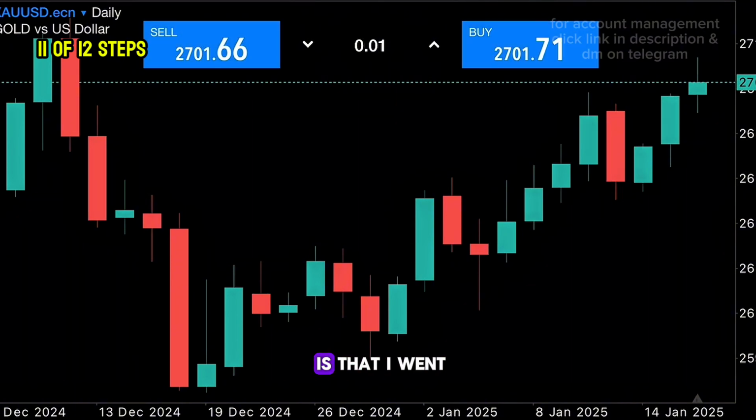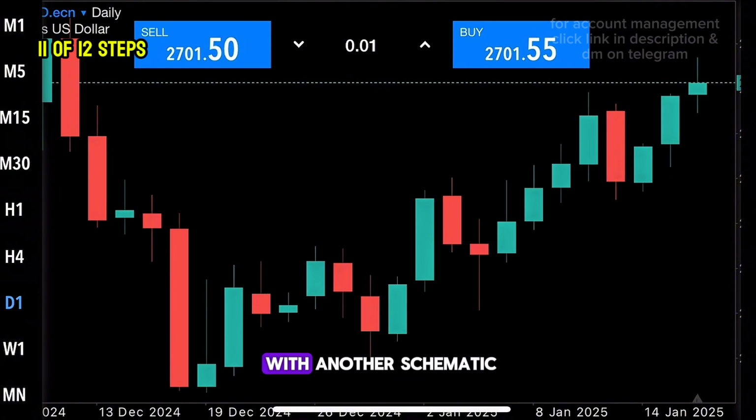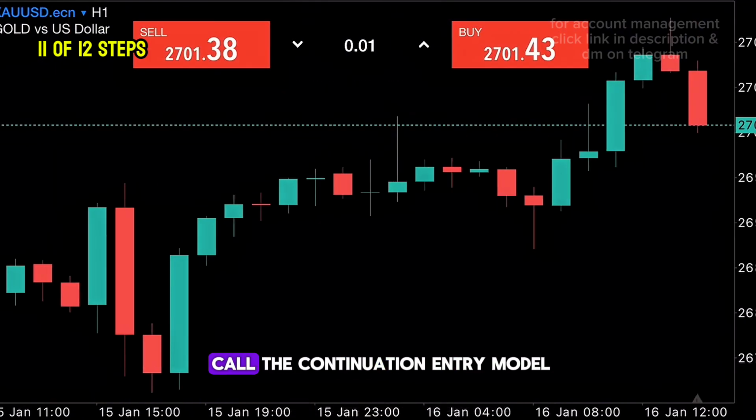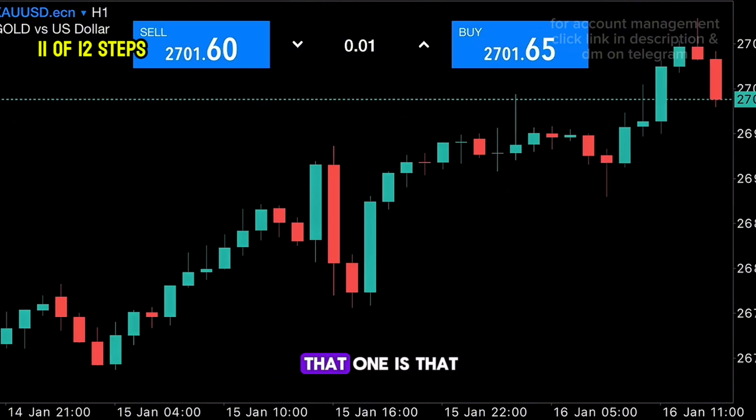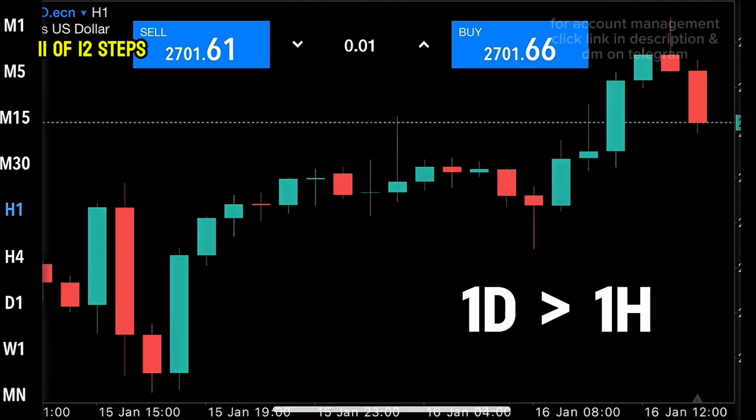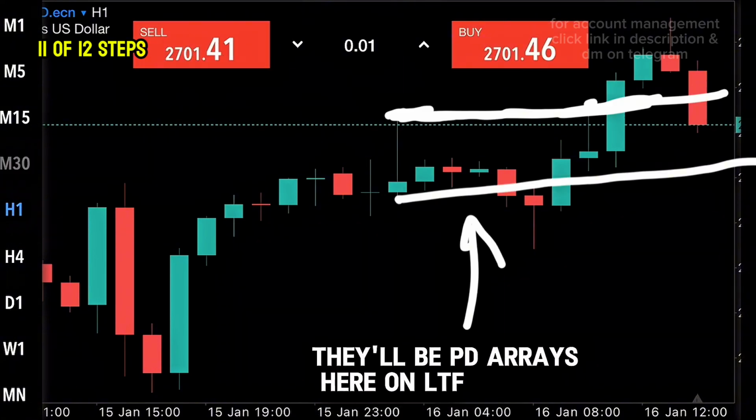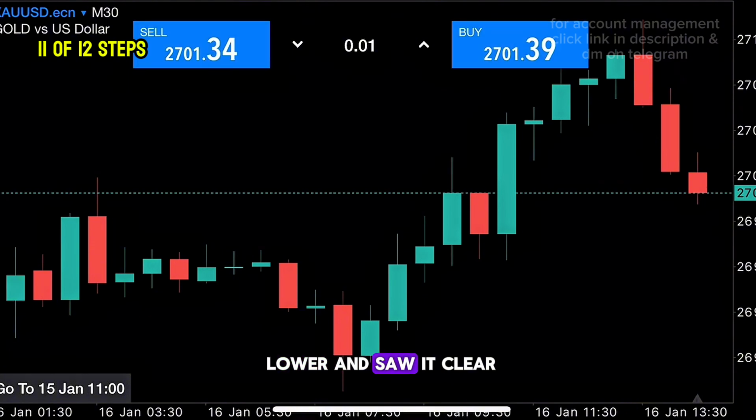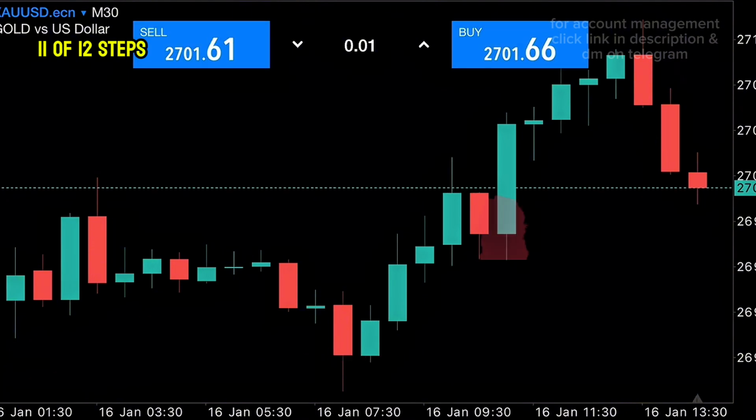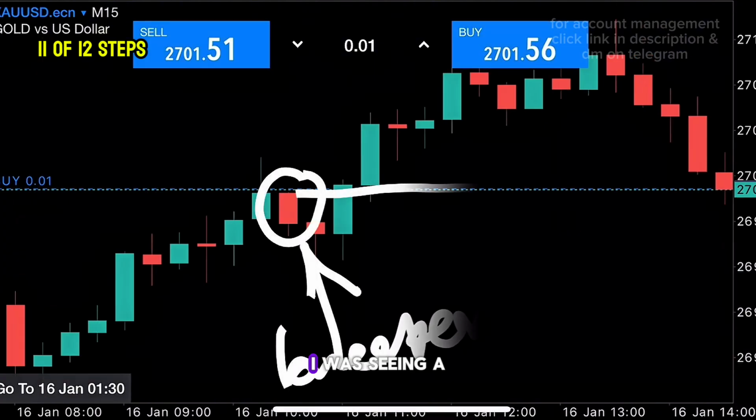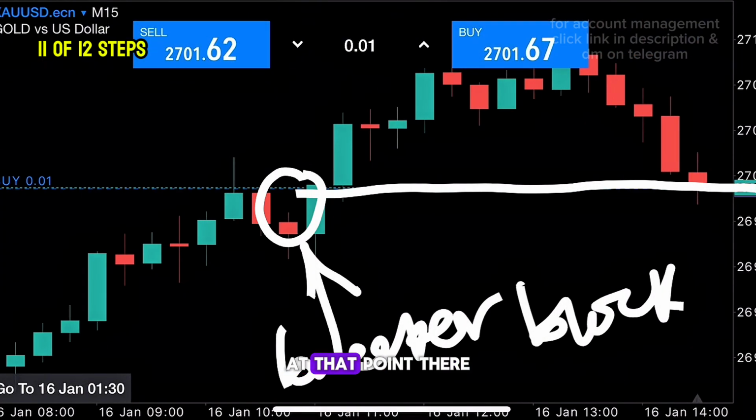So what I did is that I went with another schematic and another entry model. This is what we call the continuation entry model. How you trade that one is that you want to go on a lower time frame, which is H1, and you want to look for PDRAs. So I went lower and saw it was clear. You can see on 30 minutes I was seeing a clearer PDRA at that point.